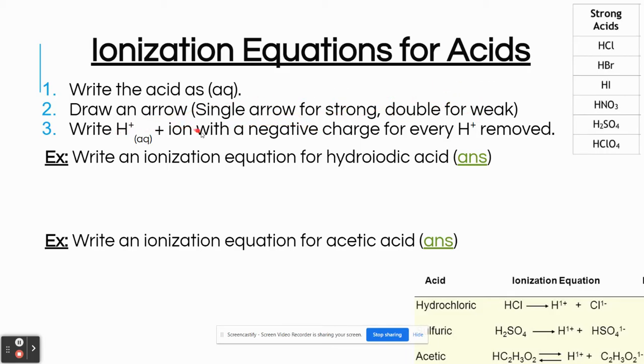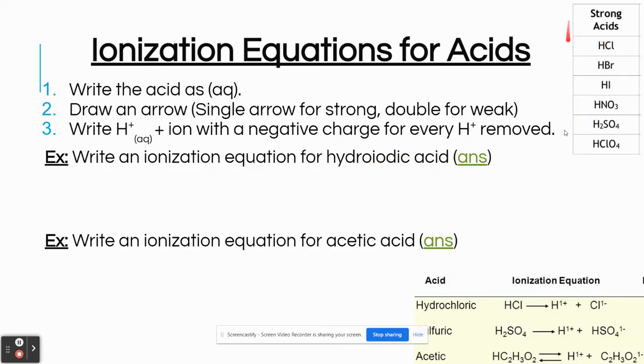And then you're going to write H plus and the ion that's associated with the H, with a negative charge for every H plus removed. So every time you remove an H plus, you become more negative. Make sure it's -1 for removing one H, -2 for removing two H's, so on and so forth. So we're going to go ahead and do some examples. We'll do the hydroiodic acid example and then the acetic acid example here.